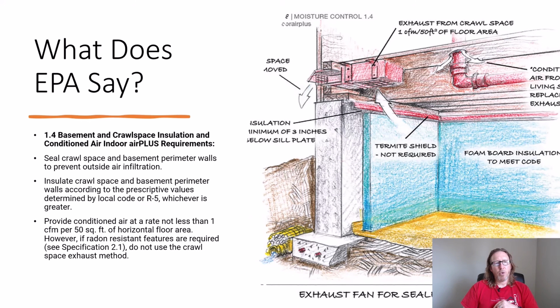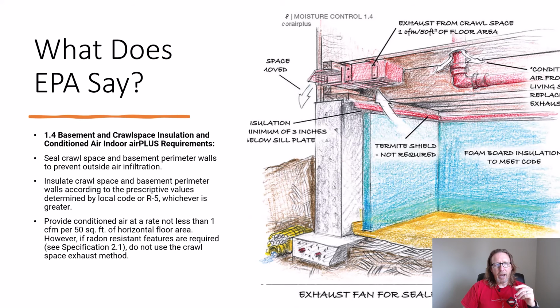Section 1.4 of the Indoor Air Plus program says sealed crawl spaces and basement perimeter walls to prevent outside air infiltration. So in other words, I did a video about this, video number 3, I believe, about air sealing and insulation. Check that out. Insulate crawl space and basement perimeter walls according to the prescription values determined by local code, or R5, whichever is greater. Typically R10 is recommended in most codes, if not higher.